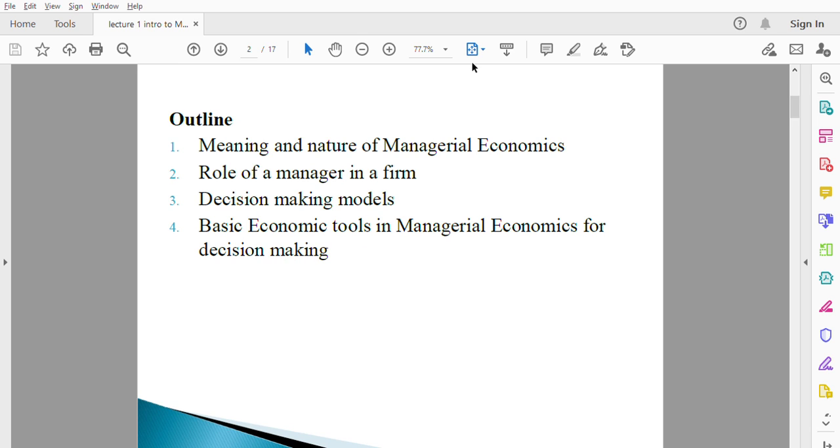So this is going to be our outline. First of all, we'll look at the meaning and nature of managerial economics. Secondly, the role of a manager in a firm. Thirdly, decision-making models. And lastly, basic economic tools in managerial economics for decision-making.